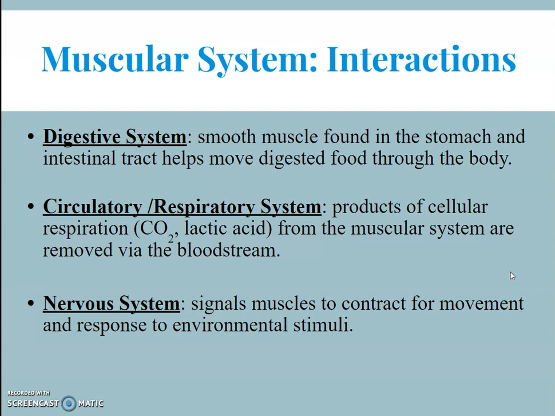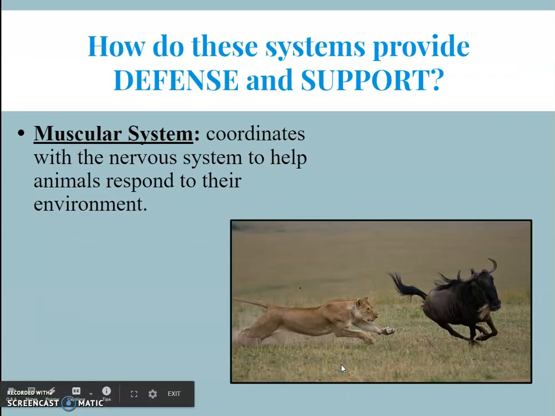And then finally, the nervous system signals the muscles to contract for movement in response to environmental stimuli. Now, how does this provide defense and support? The muscular system coordinates with the nervous system to help the animals respond to the environment. And so it's going to give us defense and support to get away from predators or to react if we're burning our hand to be able to get away from danger.